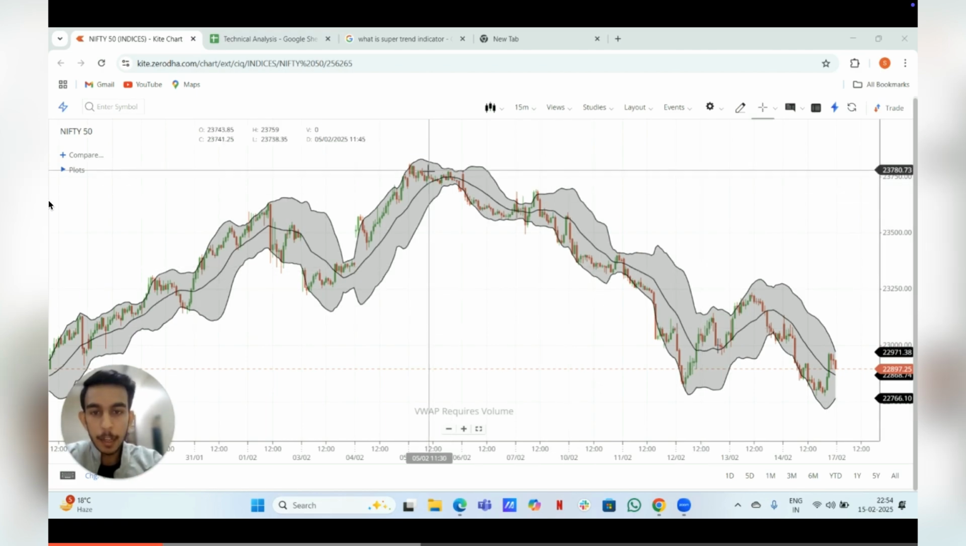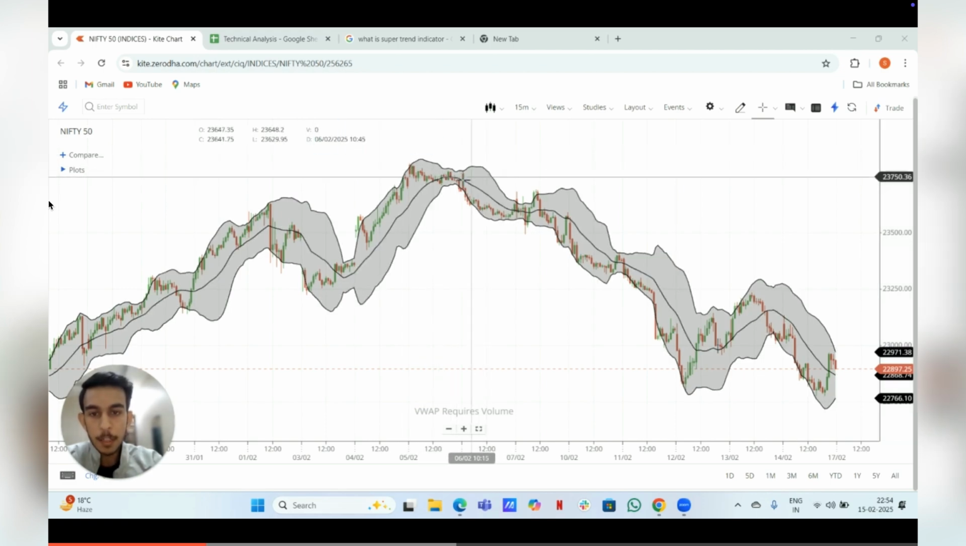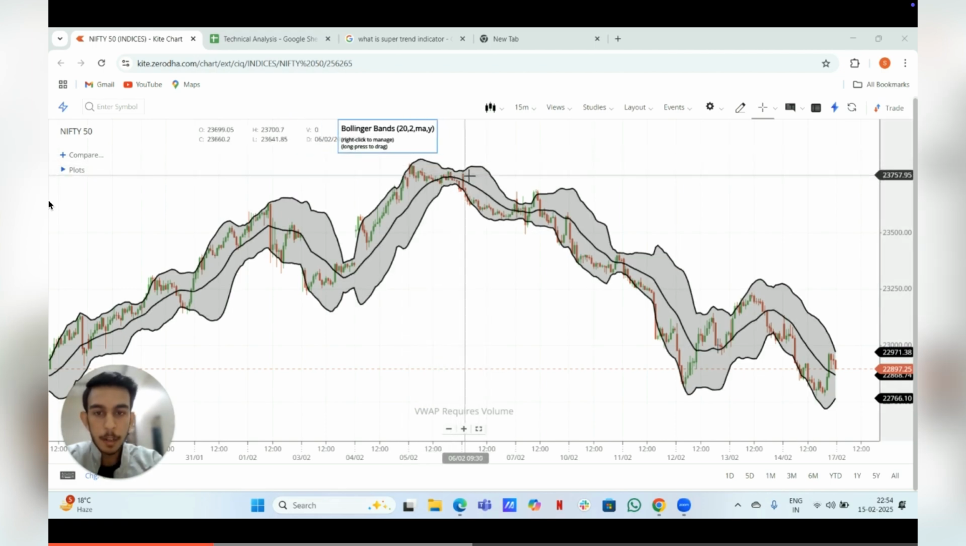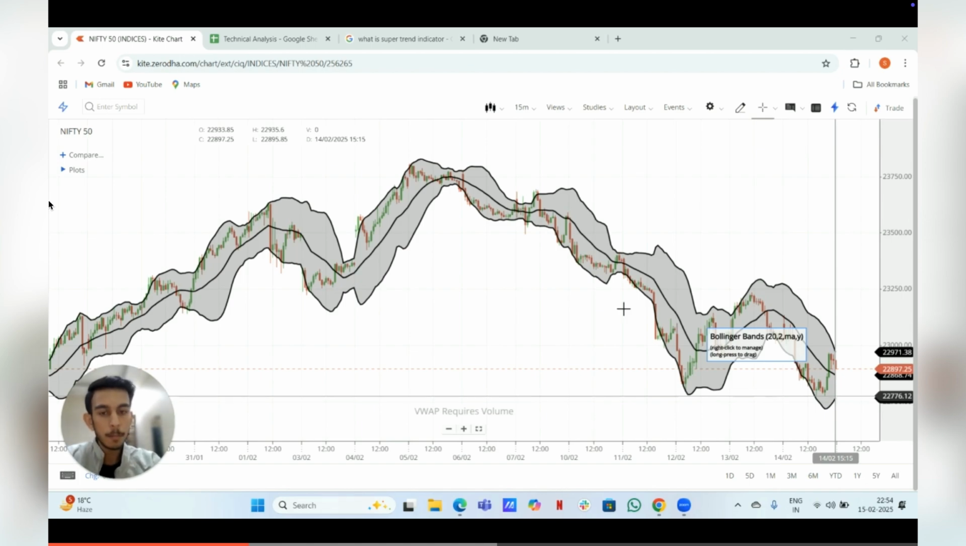So it can be seen that an accumulation zone has formed, and it is a resistance zone in the bigger time frame, and a selling pressure can be seen here, and the upper band is acting as a resistance, and a downtrend can be observed from 5th of February up till now. Let's see what happens on Monday.